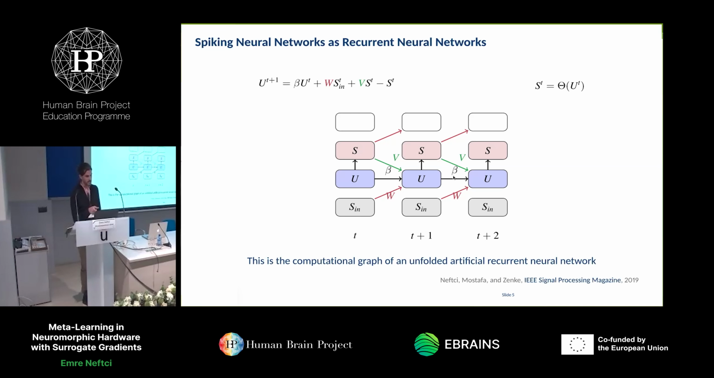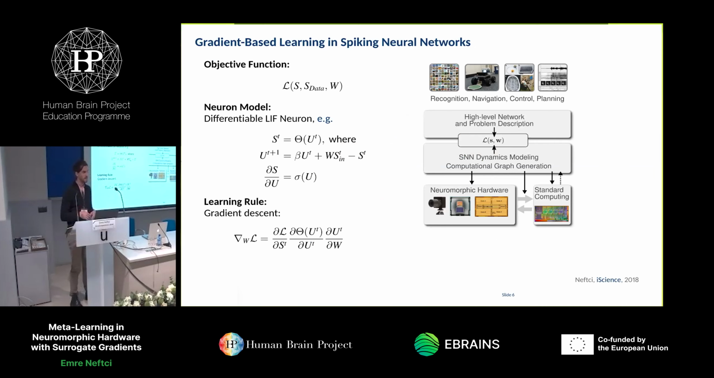So why did I present it like this? Because if you just look at this computational graph, it's exactly the same graph as what people use in artificial recurrent neural networks. This was a very simple observation at the time, but the fact is that if you can represent it as a recurrent neural network, then we can use all the tools that the machine learning people have developed since the 80s in order to train these networks. That has led to this gradient-based approach for learning in spiking neural networks.